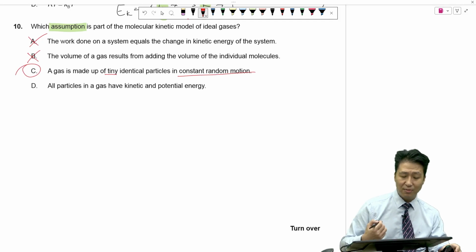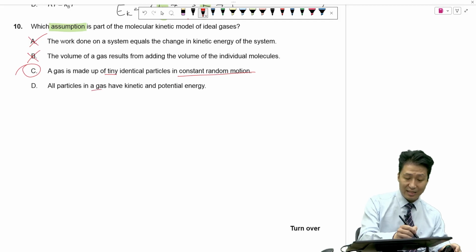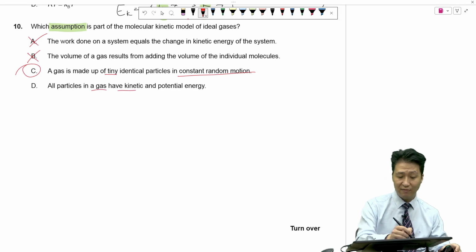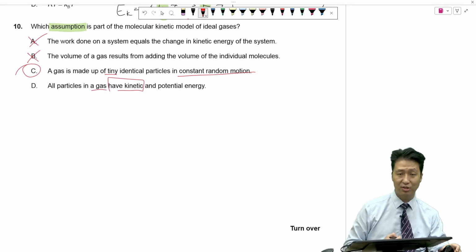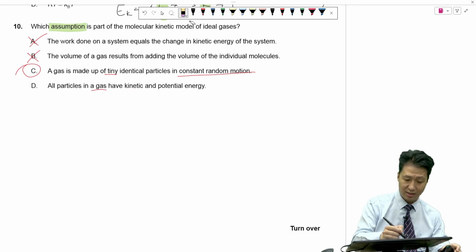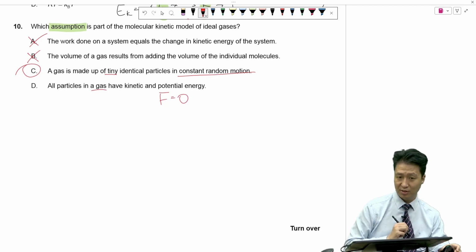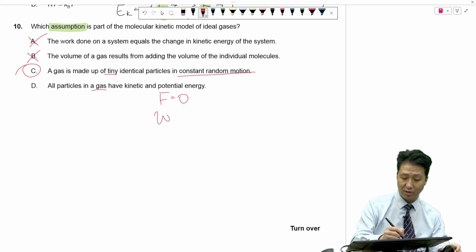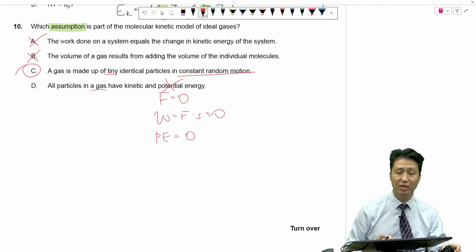D, all particles in a gas have kinetic and potential energy. In an ideal gas, they do have kinetic energy, of course, because of the temperature. They're bouncing around. But the intermolecular force between the atoms is 0. That means that the work, which is the force times displacement, is also 0, which means that the potential energy is also 0. So ideal gases do not have potential energy, which means D is incorrect.